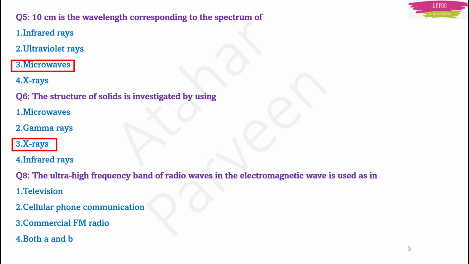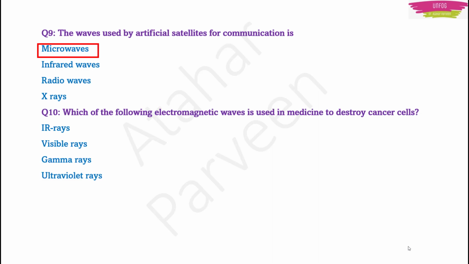Next question, the ultra high frequency band of radio waves in electromagnetic waves is used in cellular phone communication. Next question, the waves used by artificial satellites for communication are, of course, microwaves. Then which of the following electromagnetic waves is used in medicine to destroy cancer cells? It should be gamma rays. Okay, so everything I have covered. I have covered all the points and I have not left any point. So this much must be more than enough for your electromagnetic radiation.